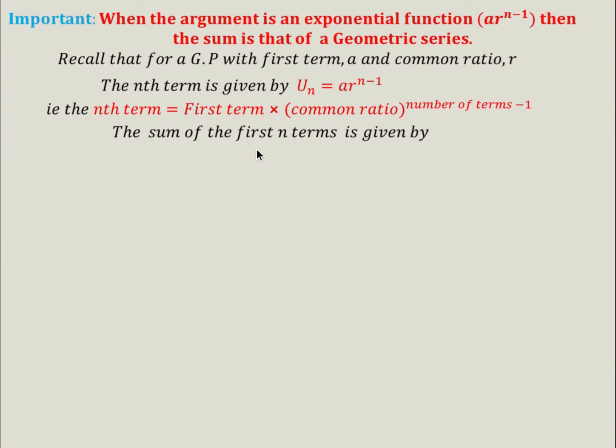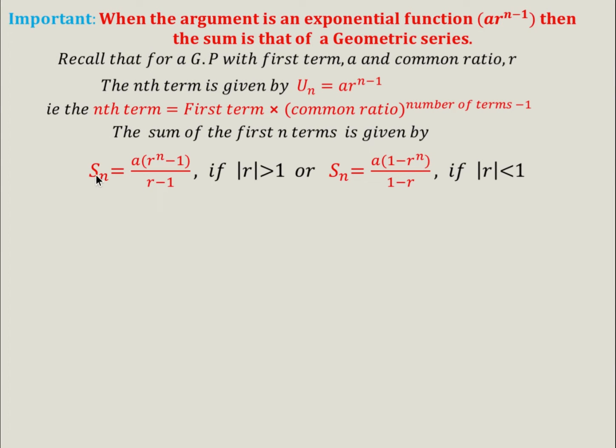Then for the sum of the first n terms, we have two formulae. There is first the formula for the sum of the first n terms, or the nth partial sum, which is Sn equals a into r to the n minus 1 all over r minus 1. And it occurs for the case where the absolute value of r is greater than 1. We also have Sn equals a into 1 minus r to the n all over 1 minus r, where the absolute value of r is less than 1.